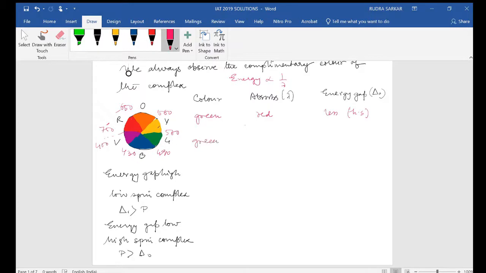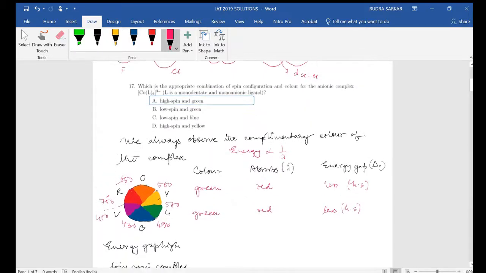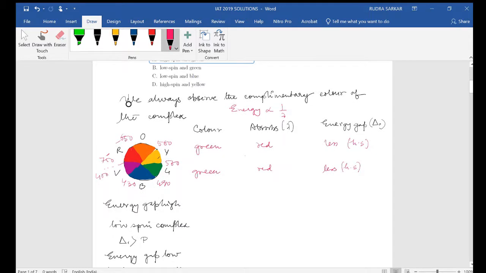Similarly, next one it is given green and it says red. Okay. Because the energy gap is less, so this should be actually again high spin, but in the option it is given, if you check, it is given low spin. So obviously that is not possible. So we will say this is wrong. Okay. If they are saying low spin, then it is wrong.